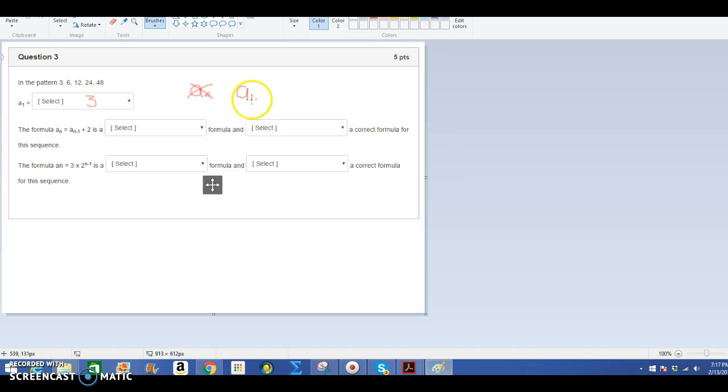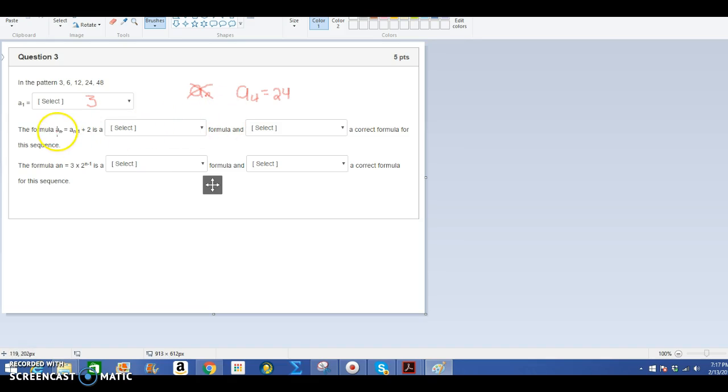I want a sub 4. Hopefully you know what that is. A sub 4 is, this is the first term, second term, third term, fourth term. I want the fourth term. So that's 24. Okay? So hopefully that helps you out. This is a sub 2, a sub 3, a sub 4, a sub 5, and they keep going on and on. We say a sub n when we're just referring to any old term, because n is a variable and can stand for any number.